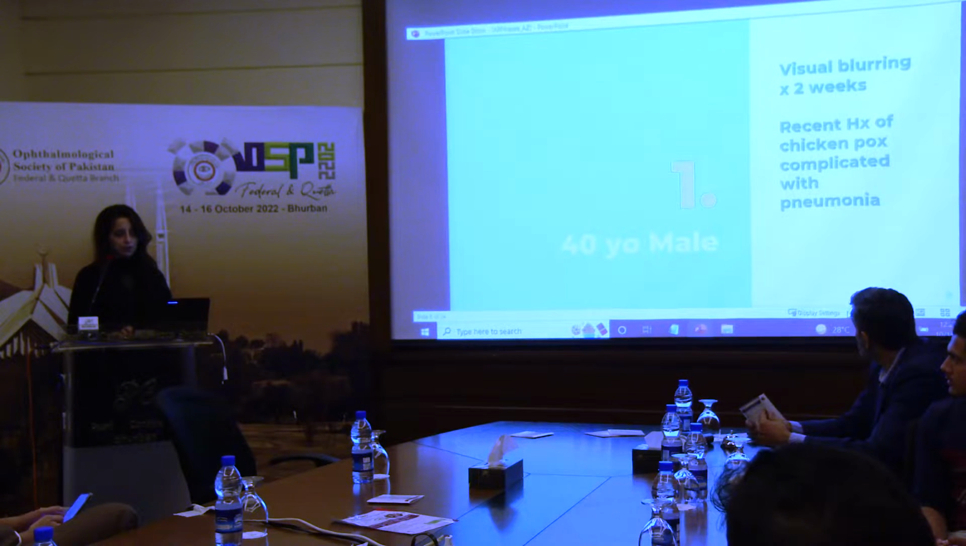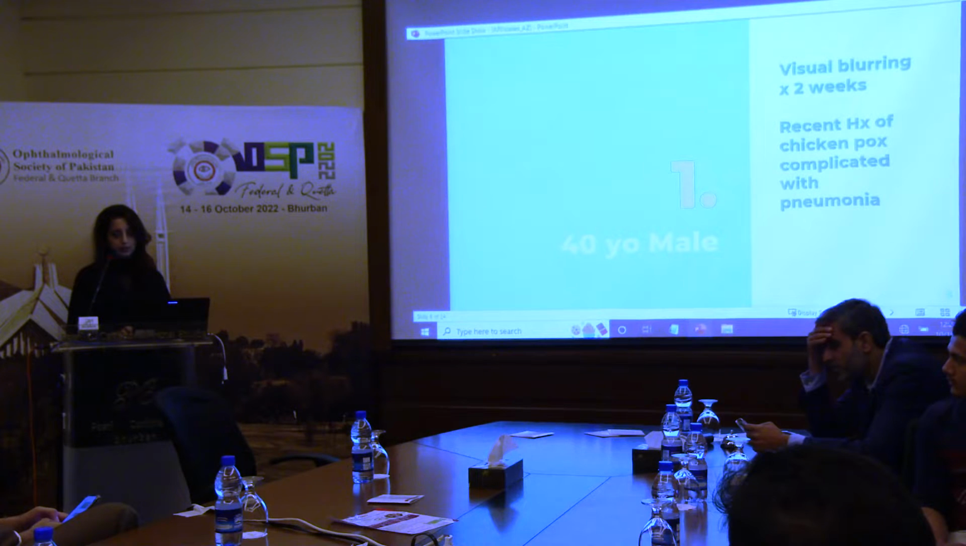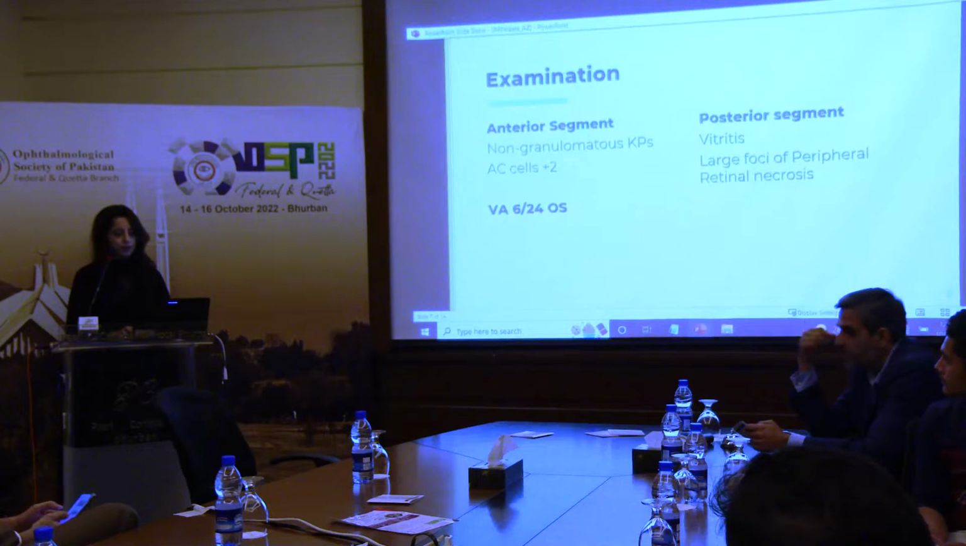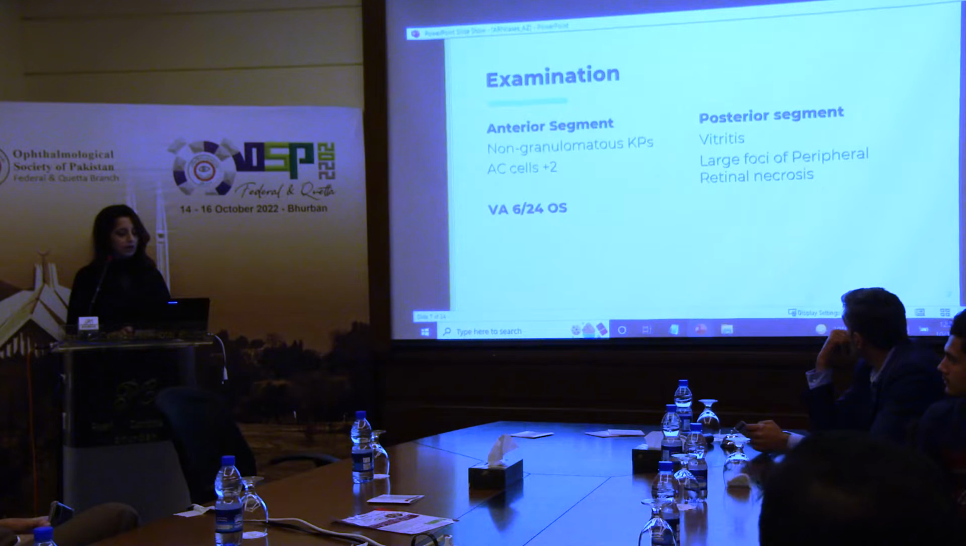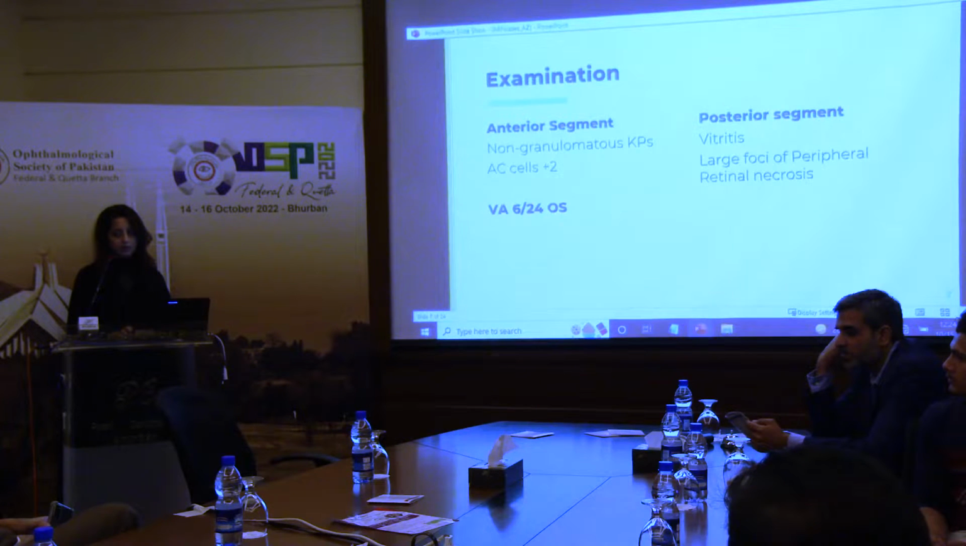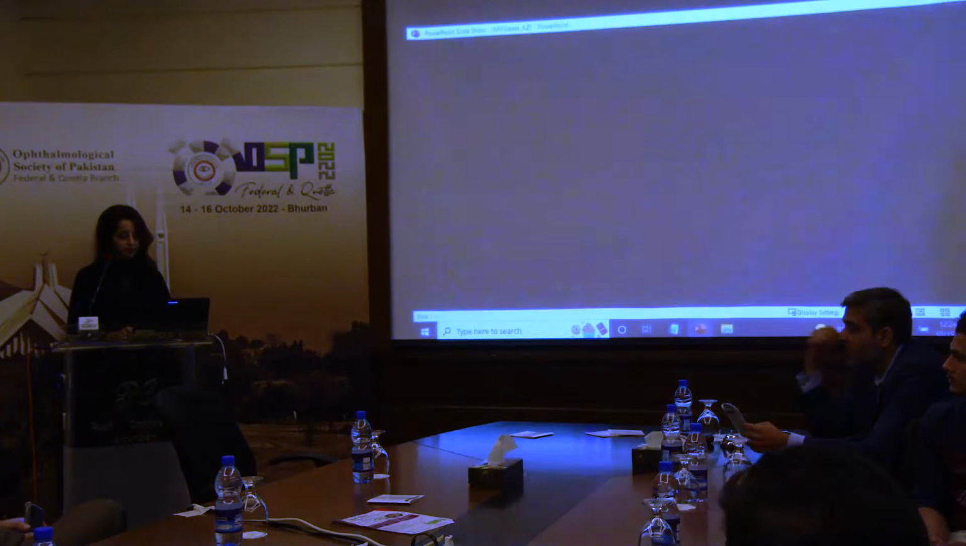Our first case was a 40-year-old male medical professional who presented with unilateral blurring of vision for the past 2 weeks. He had a recent history of chickenpox, which was complicated with pneumonia requiring hospital admission. On examination, his vision in the affected eye was 6/24, and his AC had non-granulomatous keratic precipitates and cells were +2. On posterior segment exam, we found vitritis and large foci of peripheral retinal necrosis.